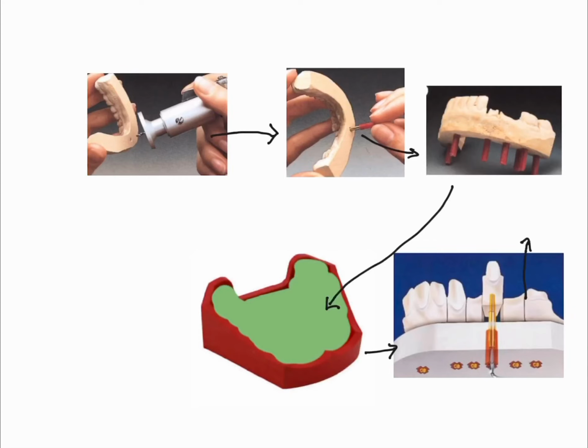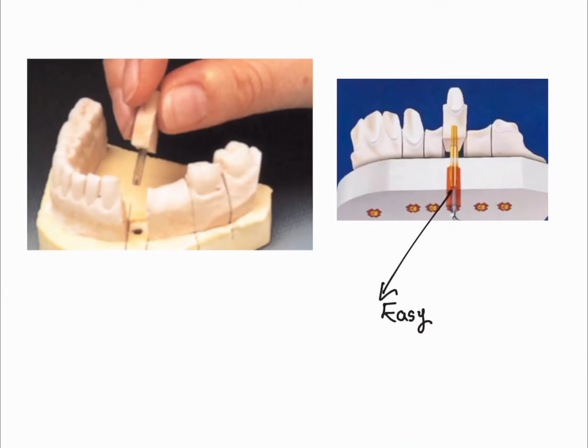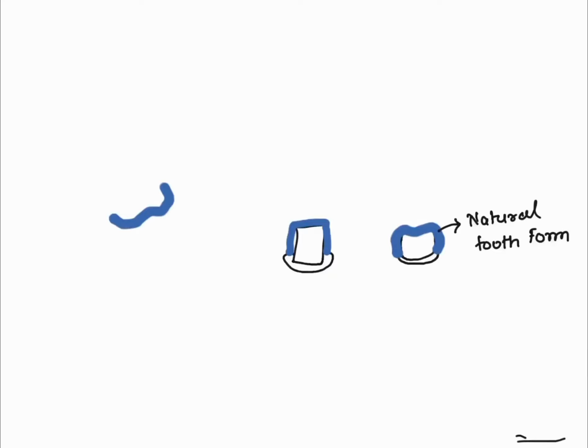Then we can do the cuts with the help of saw. Our die should be easy to remove and should have accurate fit. If it is not fitting properly, we need to repeat the whole procedure. After this, we will make a wax pattern. Your wax pattern must replicate the natural tooth form. After making the wax pattern, we will remove the wax pattern and will invert it. So it will look something like this.